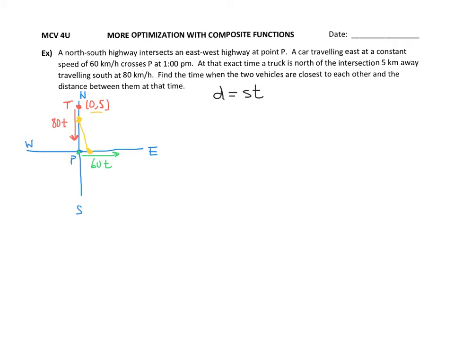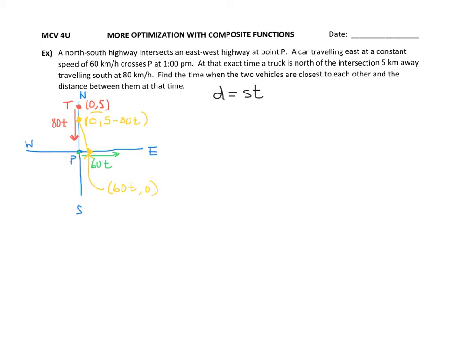Now, from here, that means at any time t, the new position of the truck, it's heading due south, so its x-coordinate will stay at 0. It started at 5, but we're going to subtract 80t, where t is the time in hours. The car started at 0, 0, and its y-coordinate stays the same. It started at 0. At any time t, its new position is going to be 60t, 0.